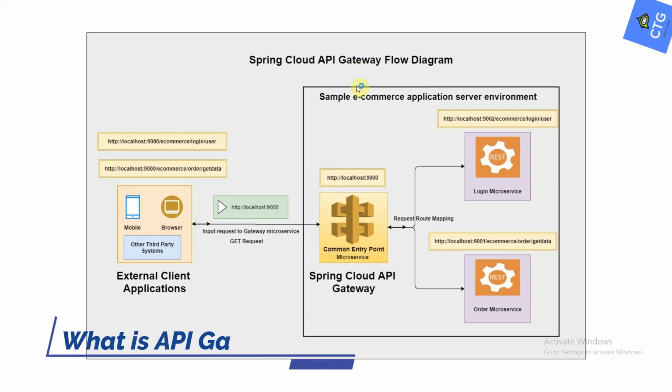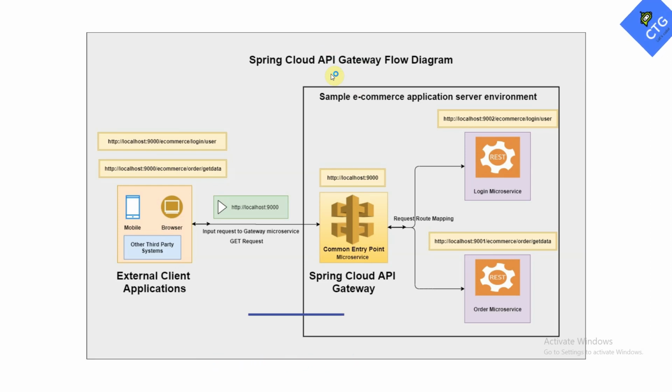API Gateway means it's a single entry point to multiple microservices. Meaning any external system cannot access all the other microservice instances directly. It can access them only through one common entry. That is the purpose of what is called an API gateway, meaning it's a common entry point. I can explain better with this sample diagram.